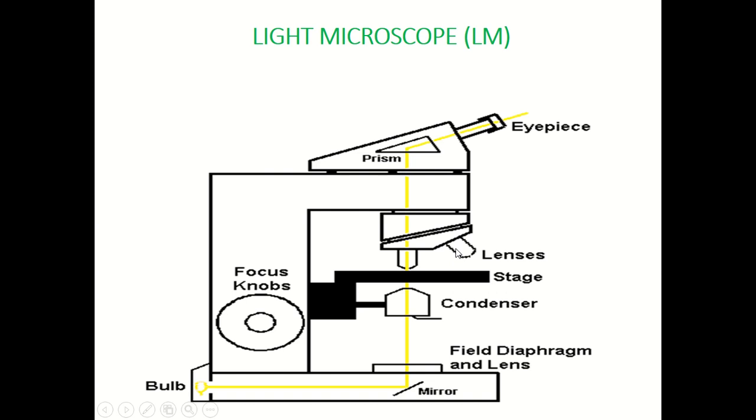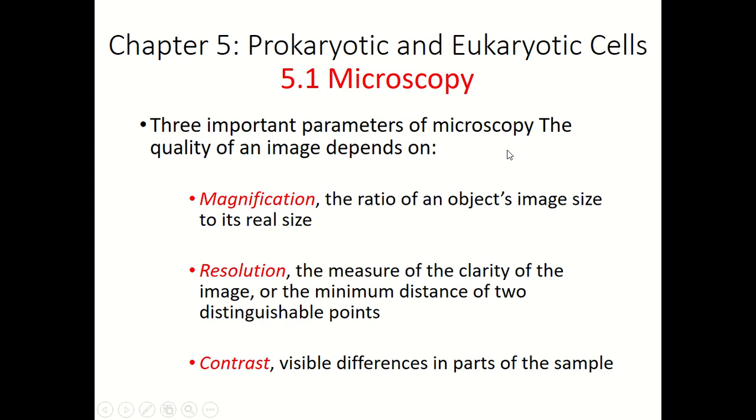Normally the objective lenses that you can find in your lab are 10 times magnification, 4 times magnification, 40 times magnification, and also 100 times magnification. So if the eyepiece is 10 times magnification, and then you observe the specimen with an objective lens of 4 times magnification, the magnification is 4 times 10, which is equal to 40 times magnification.